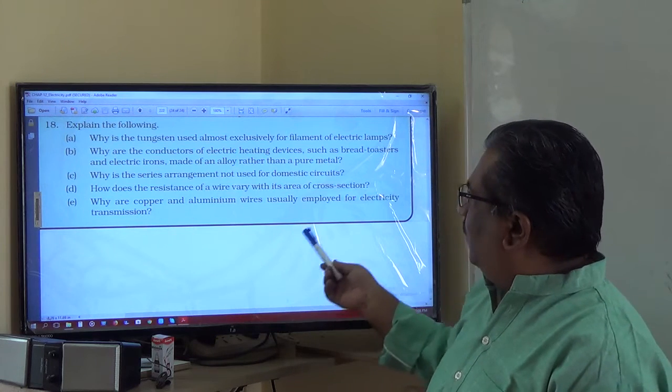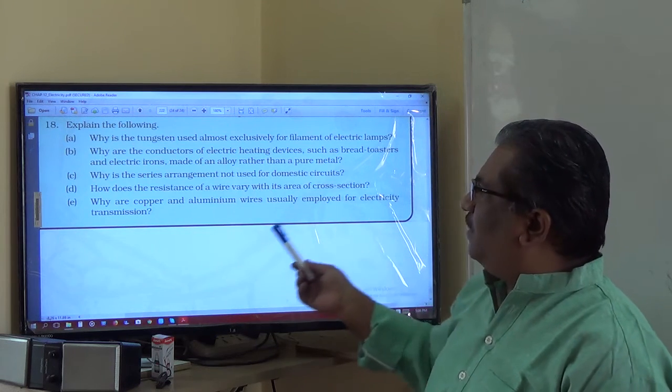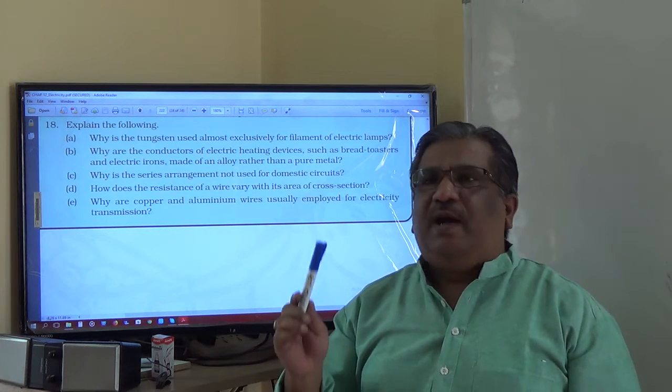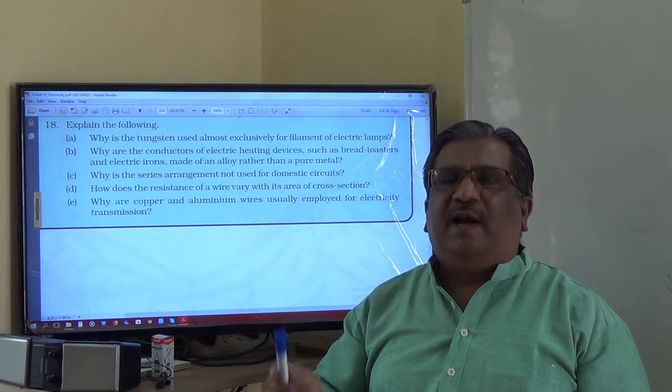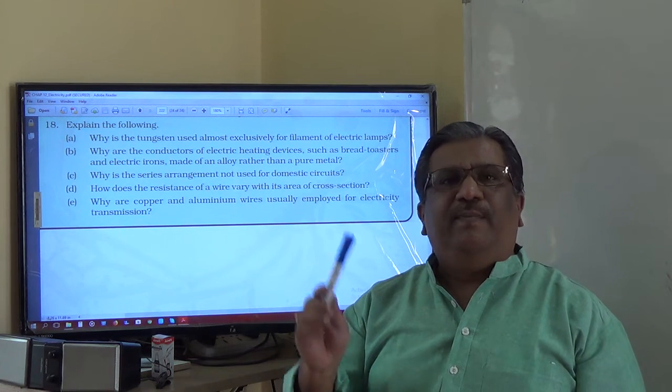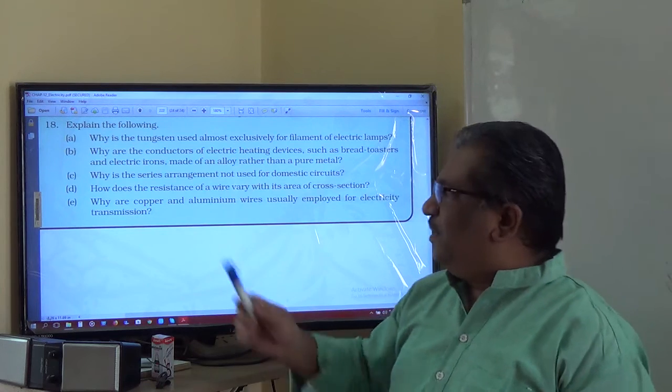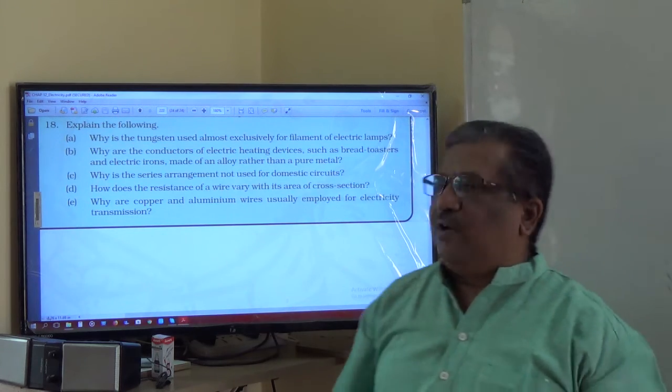Why are copper and aluminum wires usually employed for electricity transmission? Because their resistivity is very low, and they are very good conductors, and therefore energy losses will be minimized in distribution or transmission of electricity. That is the reason for that. I think I have covered almost all the questions.